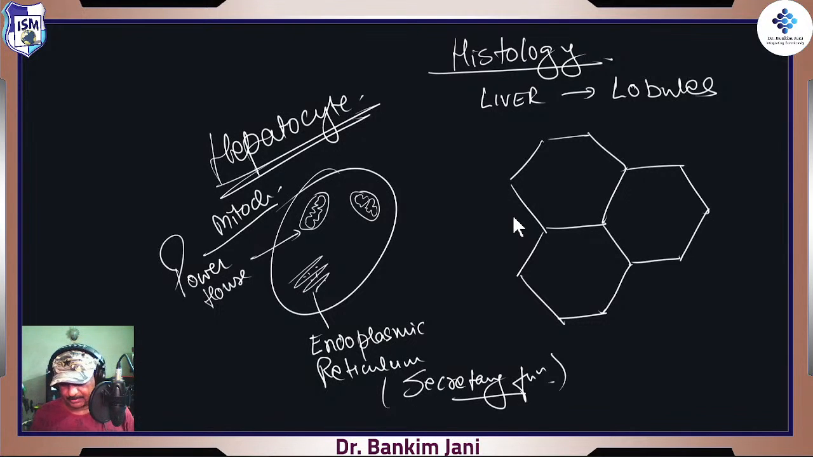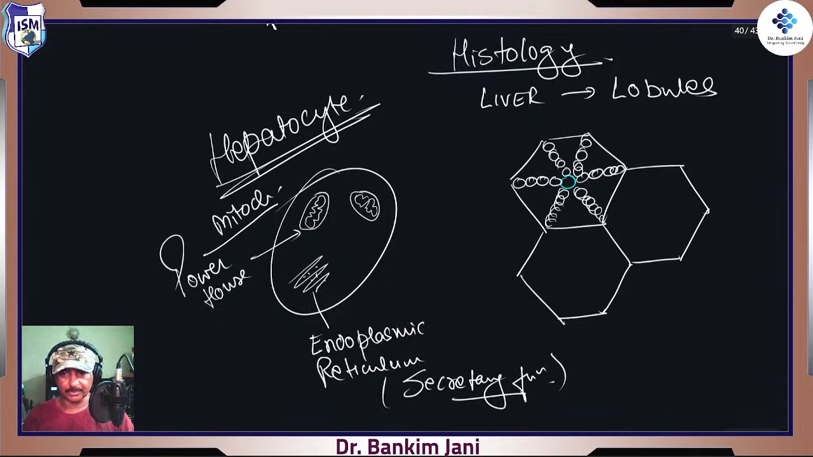So where are these hepatocytes? They are arranged in a very specific way. They are arranged like this, this way, this way, that way. Here it is, and here it is. That's how they are arranged for all the lobules, right? Okay, so this part is clear.